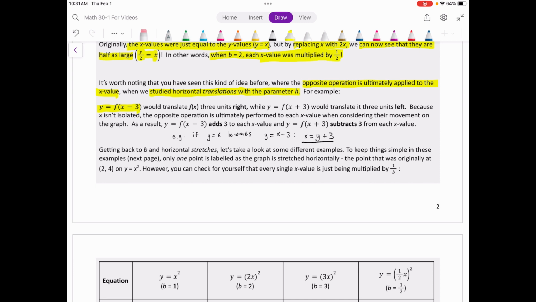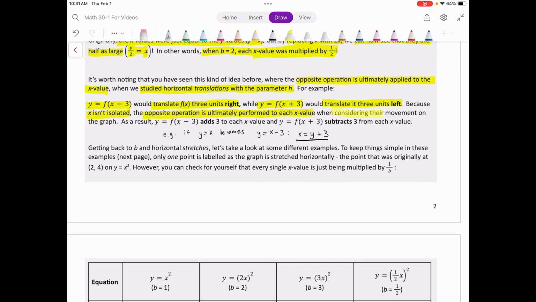But it's because of this inverse operational effect. That would translate f of x 3 units right. We know that y equals f of x plus 3 would translate it 3 units left. And it's because, again, x isn't isolated. If we wanted to isolate x, we would ultimately perform the opposite operation to each x value when considering their movement on the graph.